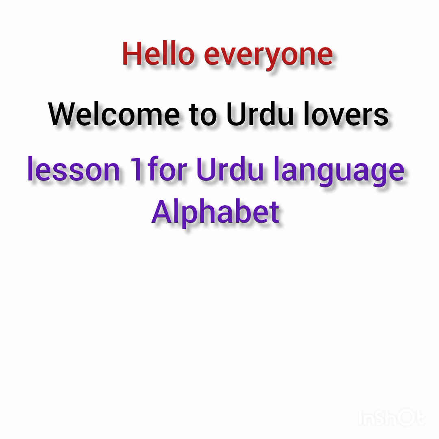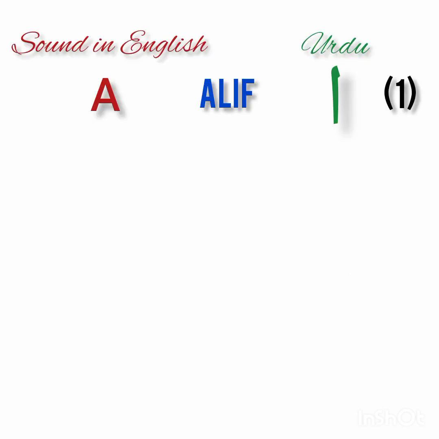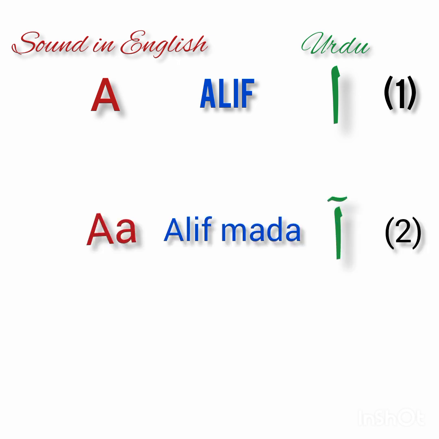Today we will learn about the first lesson of Urdu language, the alphabets. Urdu has 40 alphabets, so let's start. Alif. It sounds in English A. Alif madda. It sounds in English A.